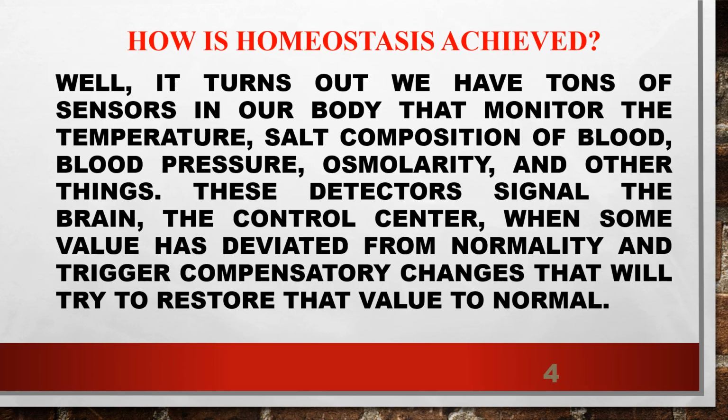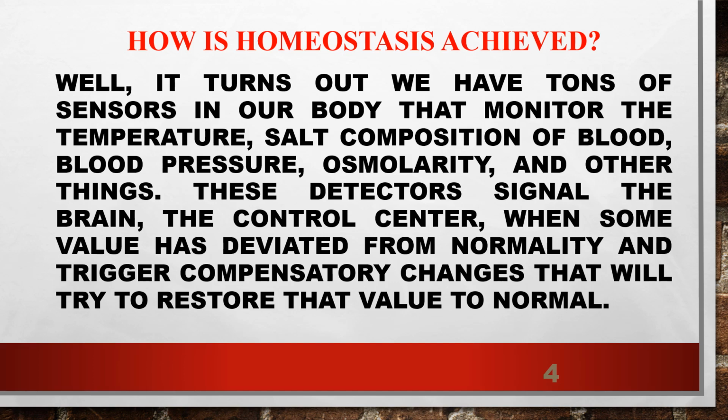How is homeostasis achieved? It turns out we have tons of sensors in our body that monitor the temperature, salt composition of blood, blood pressure, osmolarity, and other things. These detectors signal the brain, the control center, when some value has deviated from the normality and trigger compensatory changes that will try to restore that value to normal.